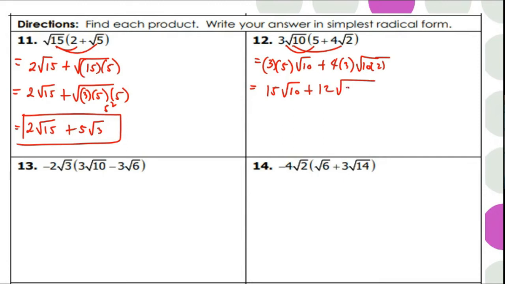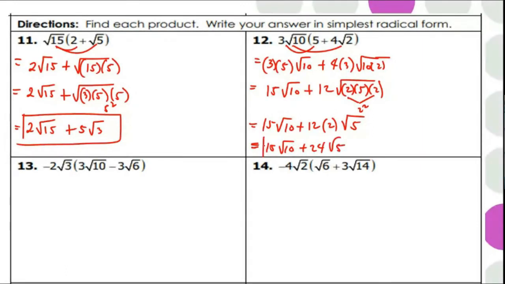So you will have 15 square root of 10 plus 12 square root of 10 is 2 times 5 times 2. So in this case, we have 2 times 2 is 2 squared or 4. So the square root of 2 squared or 4 is 2. So we will just copy 15 square root of 10 plus 12 times 2 square root of 5. So the remaining term inside the radical is 5. 15 square root of 10 plus 24 square root of 5. This will be the final answer now.